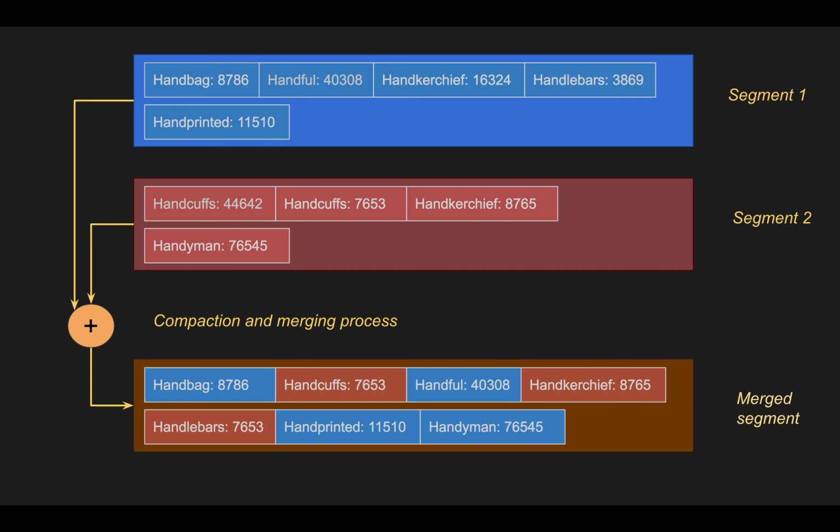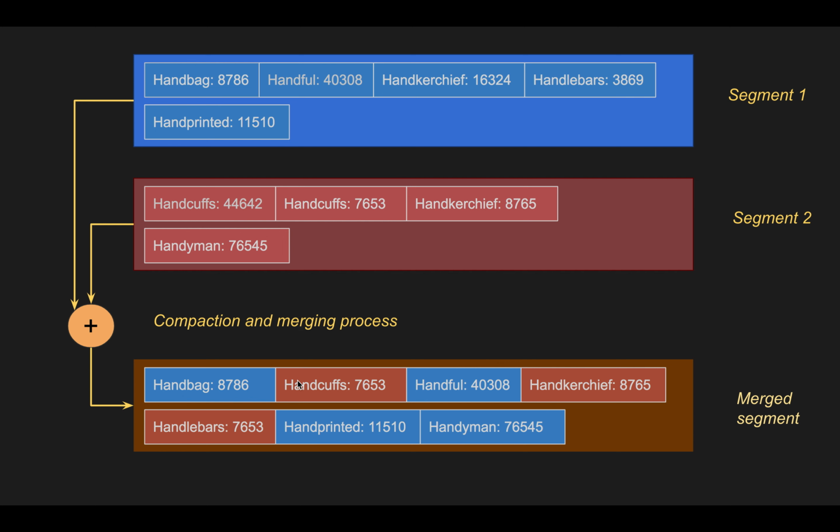When merging these segments, you first start reading the two input files side by side. Here we have two segment files, segment 1 and segment 2, and we look at the first key in each file. For segment 1, the first key is handbag, and for segment 2, the first key is handcuffs. Now we copy the lowest key, according to the sorted order, to the output file, which in this case is the merged segment. Out of these two keys, the smaller one is handbag, so that's why it's written first to the merged segment. And then the pointer is moved to the next key.